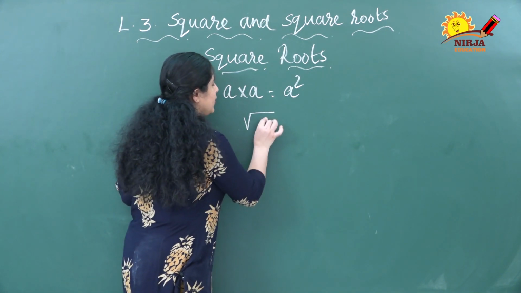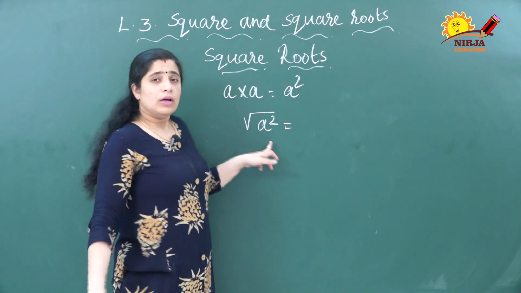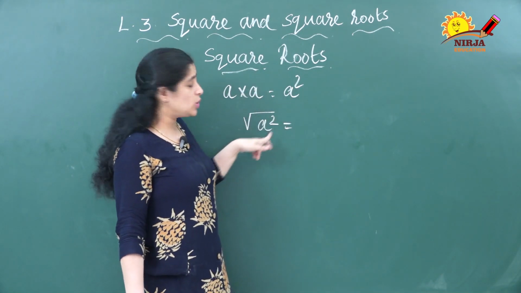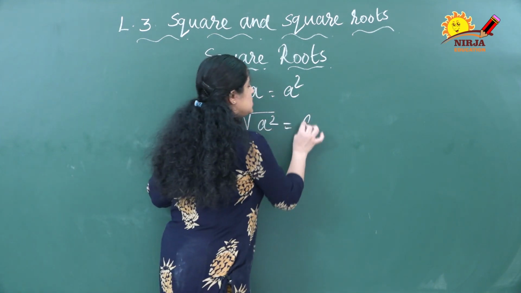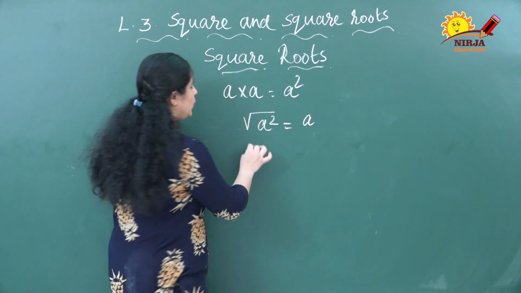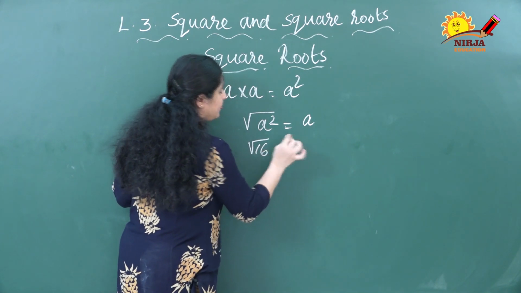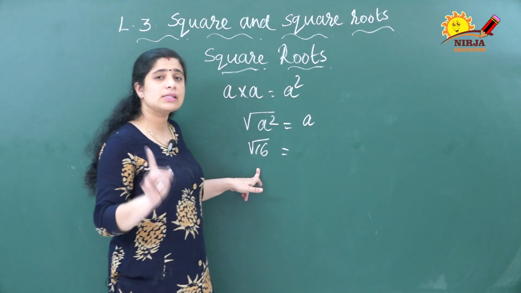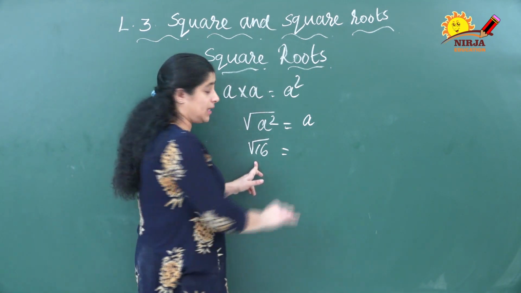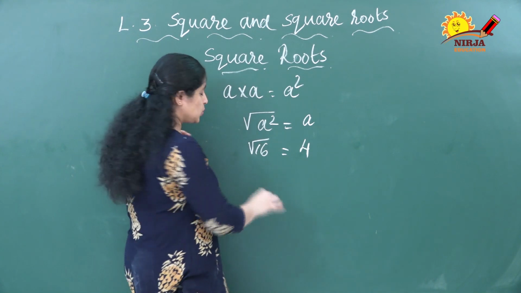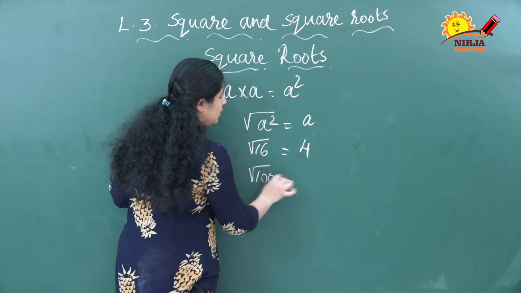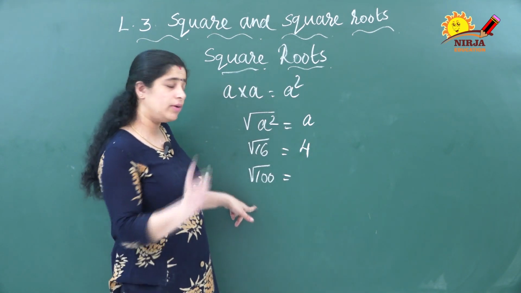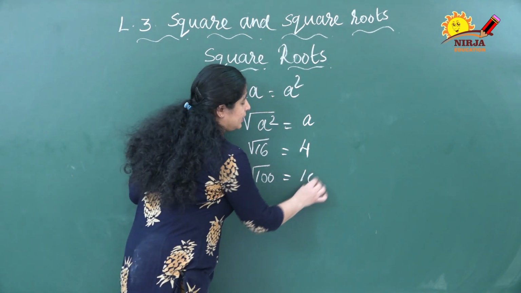Square root of a square. That means when you multiply a by a, you are getting a square. So the square root of a square is a. Then what will be the square root of 16? When you multiply 4 by 4, you are getting 16. So the square root of 16 is 4. What is the square root of 100? Yes, when you multiply 10 by 10, you are getting 100. So the square root of 100 is 10.